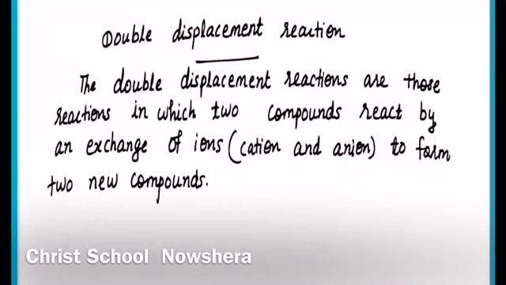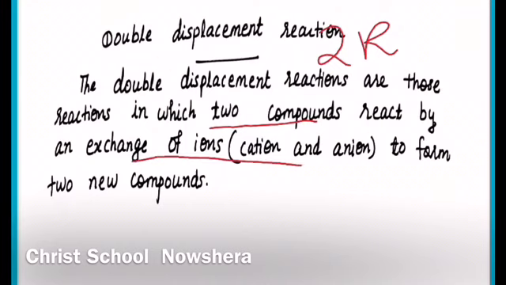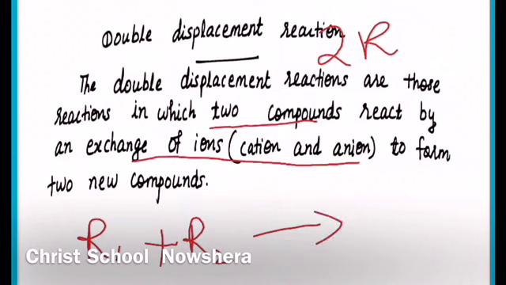The double displacement reactions are those reactions in which two compounds, there will be two reactants, and these two reactants react by an exchange of ions, cation and anion, to form two new compounds. So there will be two reactants, R1 and R2. They will react with each other. That is, there will be two displacements. And how do these displacements take place? By changing the cations and anions. As a result, you will get two new products.